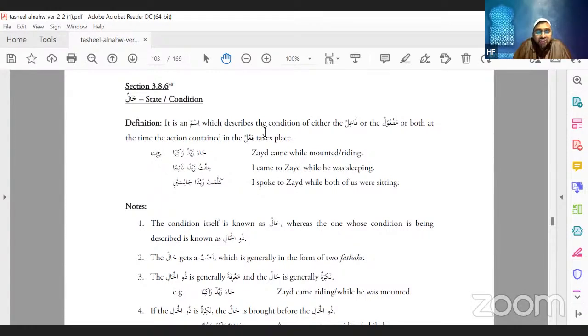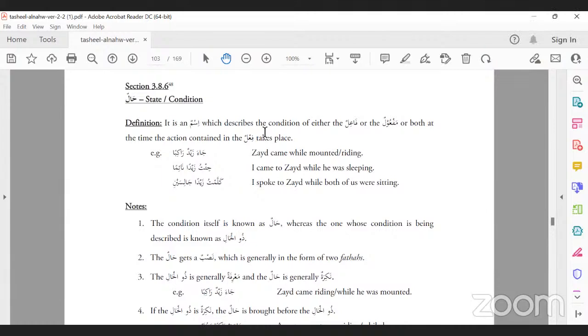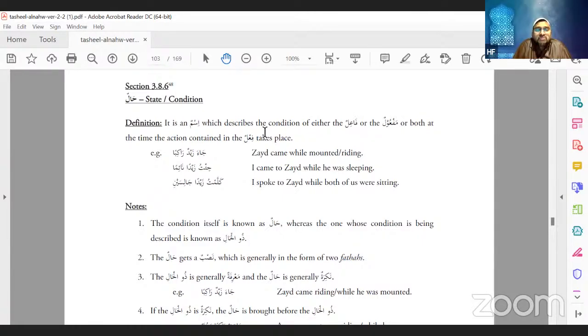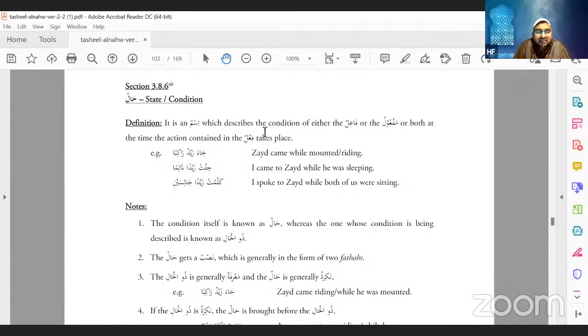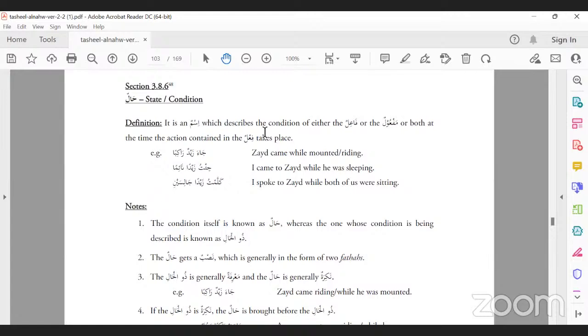That's right. Ja'a Zaydun na'imun. Zayd came while mounted or riding. The next example, Ji'tu Zaydun na'imun. I came to Zaid while he was sleeping. Yes. So while he's sleeping, he's explaining the state when he was coming itself.